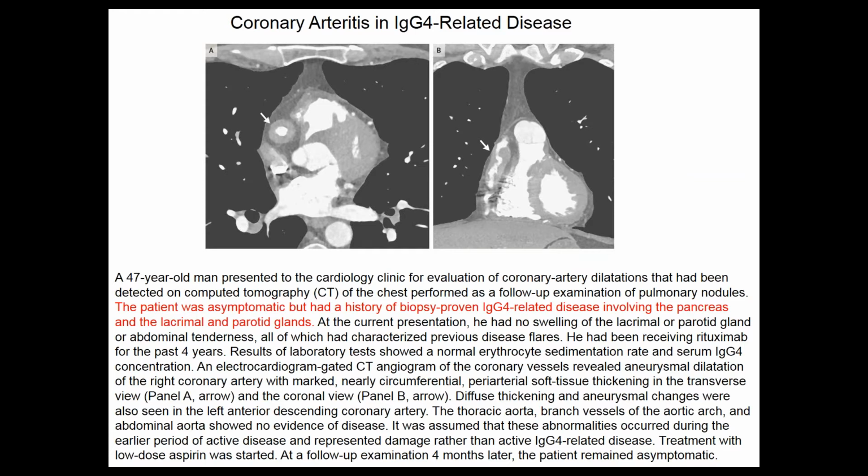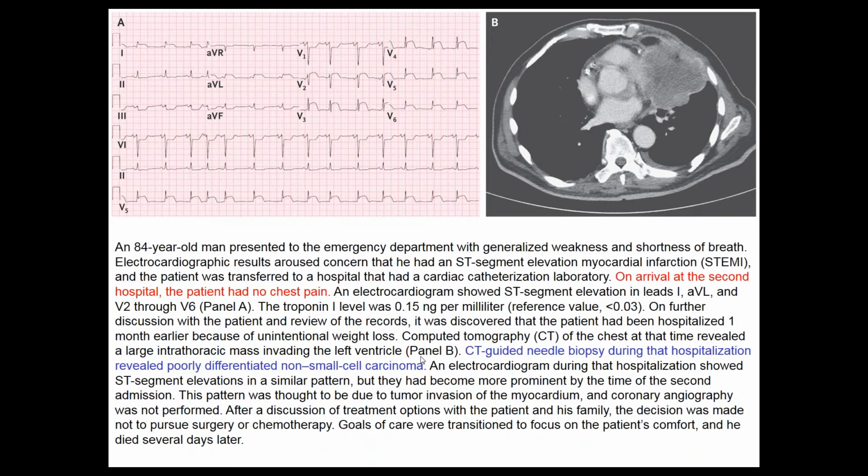Now, last week we looked at this image from a patient with IgG4-related disease, and this week we learned that this patient had IgG4-related disease involving his pancreas, lacrimal, and parotid glands, and also had these coronary artery changes here, quite dramatic in this CT, but they didn't cause him any problem, and he was treated with low-dose aspirin.